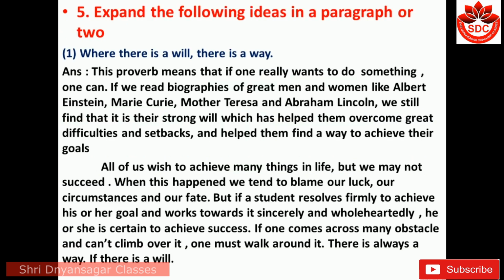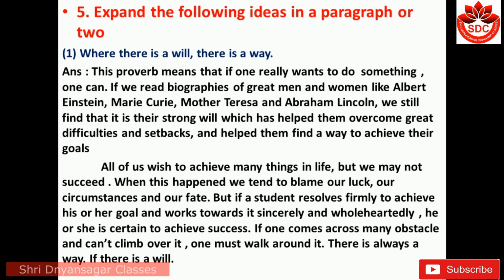Question number 5. Expand the following ideas. Expand the theme in a paragraph or 2. And the topic for expansion: where there is a will, there is a way. Answer. This proverb means that if one really wants to do something, one can.